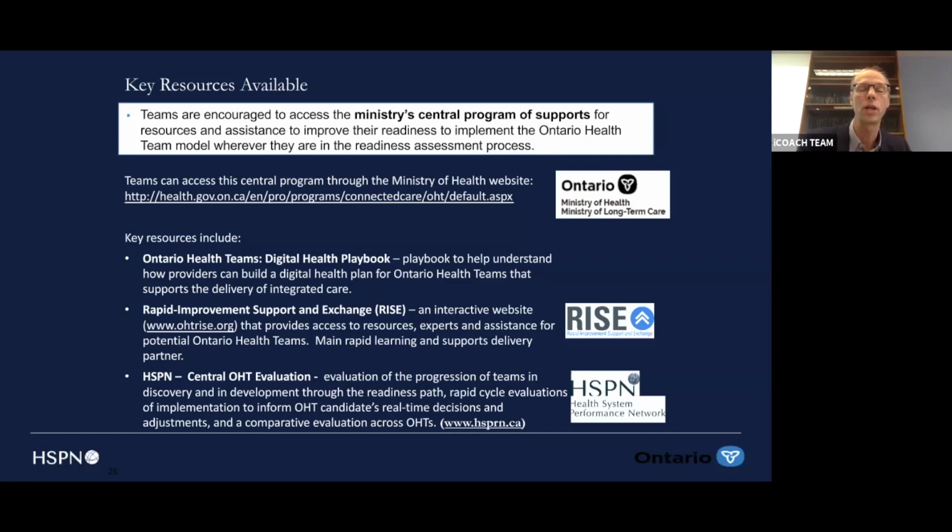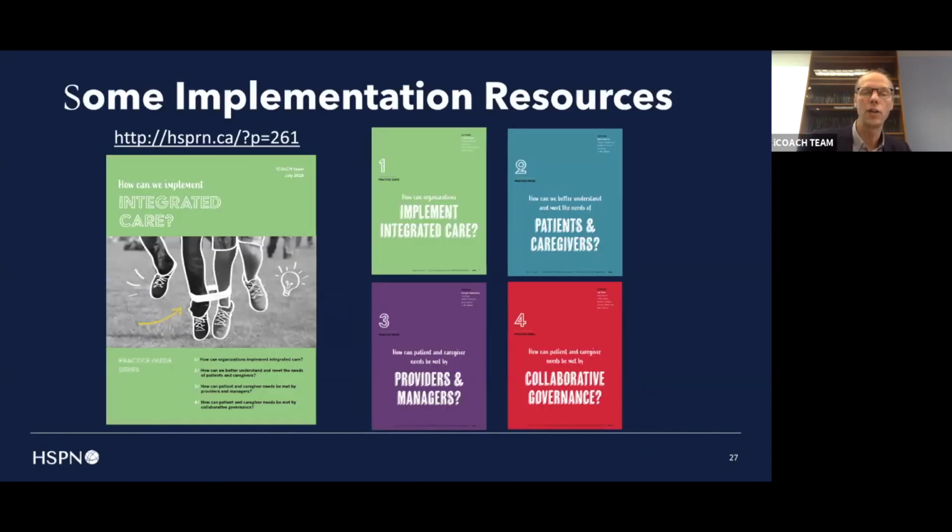A few examples of the resources available to teams currently include the digital health playbook, as you've heard, and you've all seen this. You should all be aware of the Ontario Health Team RISE, the Rapid Improvement Support and Exchange, and many of the materials that we make available will also be mounted through RISE, and you'll be able to access them through there. And finally, our own evaluation of the progression of teams in discovery and development, as well as the candidate teams going forward in the coming years. Our information will continue to be available through our own website, but we will also push things as relevant through RISE as well.